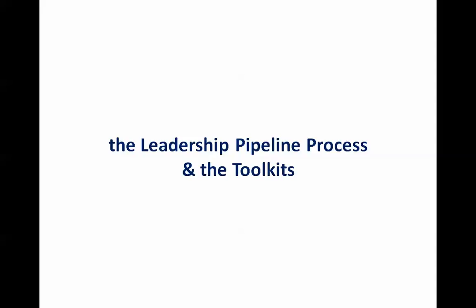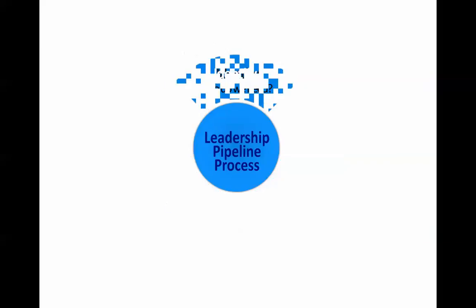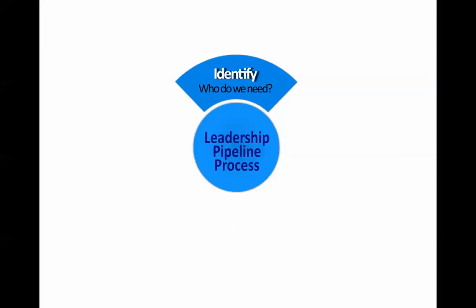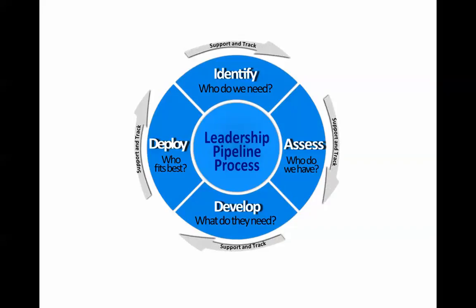The leadership pipeline process consists of 4 distinct steps that can be illustrated with this diagram. The first step is to identify what specific leaders are needed. Step 2 assesses who we have to fill these specific leadership needs. Step 3 seeks to develop these potential leaders so that they'll be able to effectively fill the leadership needs. And Step 4 deals with selecting and deploying the most suitable person to the needed leadership position. All of this is done in an environment of active support and tracking.